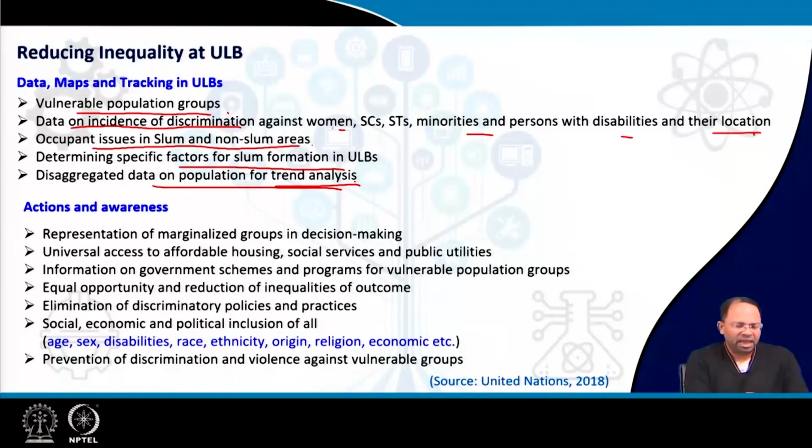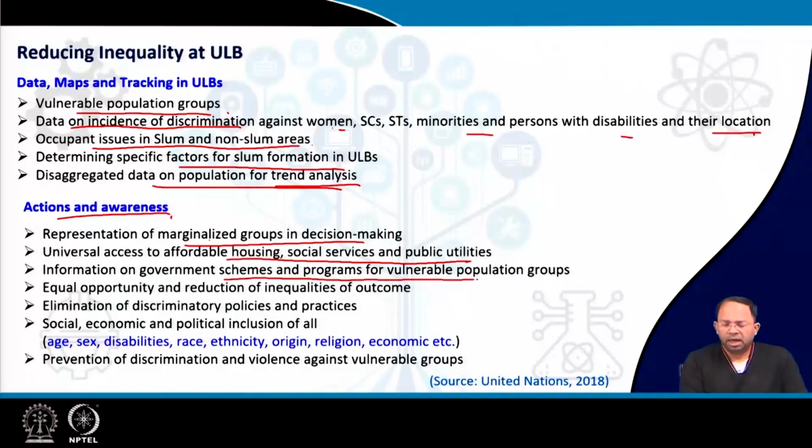So, some actions and awareness programs: representation of marginalized groups in decision making. In the different committees that are formed, we have to bring in representation from marginalized groups. As you can see from earlier, when we discussed setting up of different committees, the ward committees and the decision making bodies in the ULBs have representatives from the marginalized groups. Then, universal access to affordable housing, social services and public utilities. Everybody should get access to that.